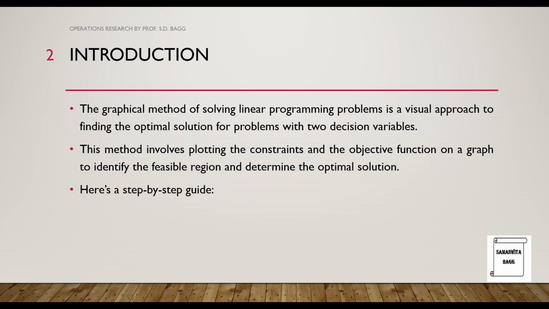The graphical method of solving linear programming problems is a visual approach to finding the optimal solution for problems with two decision variables. This method involves plotting the constraints and the objective function on a graph to identify the feasible region and determine the optimal solution. When you see over here, graphical method will involve two decision variables only. This is a limitation of graphical method, but this is how graphical method works.